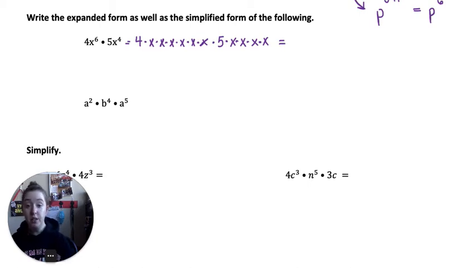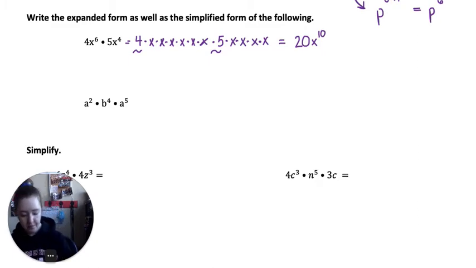So my regular old numbers are going to multiply together. 4 and 5. 4 times 5 is 20. Then I have x to the 6th and x to the 4th. All of that together gives me x to the 10th power.